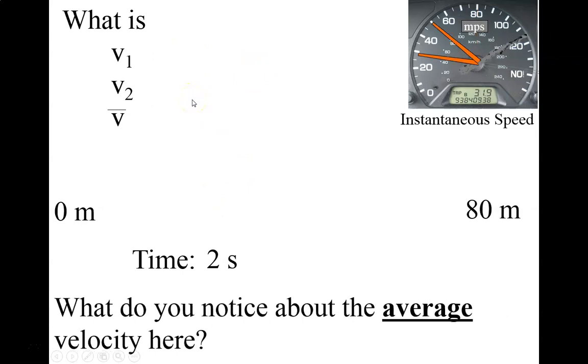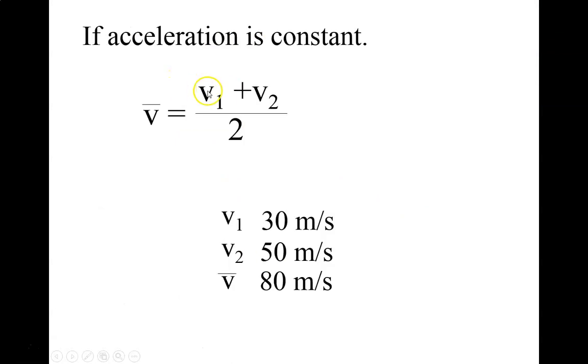So let's look at one more example. Let's say we're not from rest. So let's say we start at 30 meters per second and speed up to 50 meters per second, and then we travel that same 80 meters in 2 seconds. So our average velocity is 40 meters per second, with 80 divided by 2. And notice again that is the same. That is the average of v1 and v2. Okay, so this is your third equation, which is the average velocity equals the average of the two velocities, v1 plus v2 all over 2.